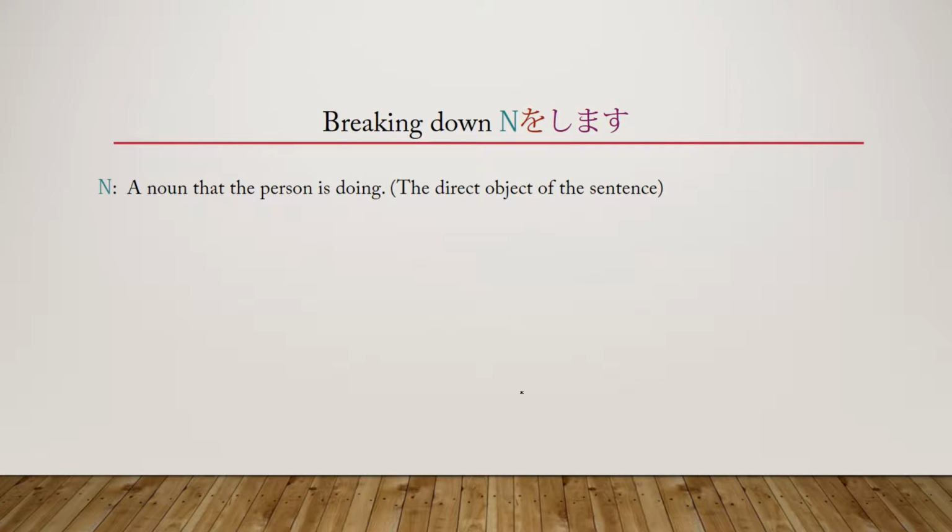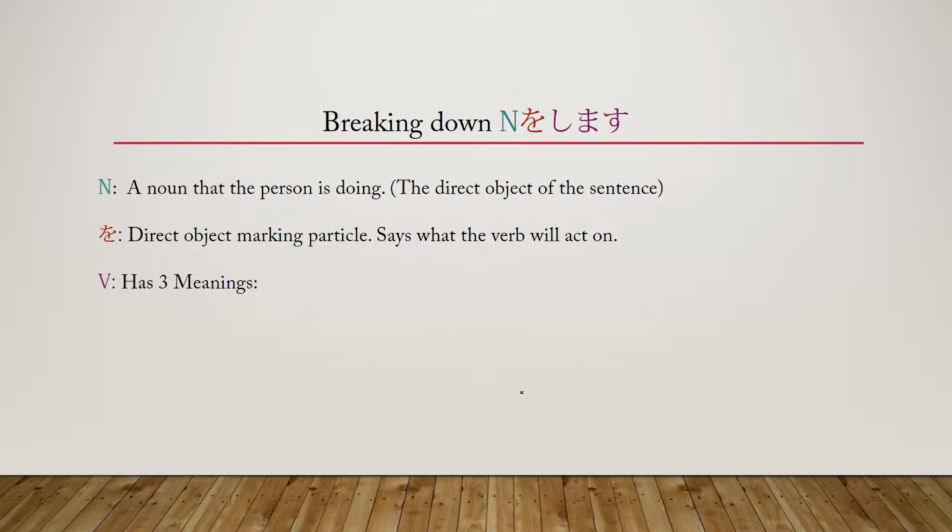So the first thing we have, just like the last lesson, is our noun. That is going to be a noun that the person is doing, and like before, it is going to be the direct object of the sentence. Then we have o, that is of course going to be our direct object marking particle. Like I said in the last lesson, in English, we decide what the direct object is by where the word is placed in the sentence. However, in Japanese, they use a particle to determine that function because it is a particle-based language. And then we have shimasu.